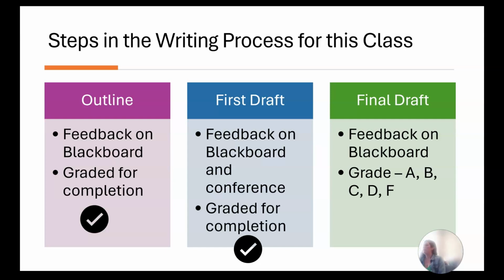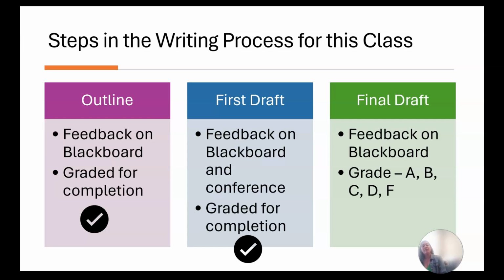So remember that the outline is like the skeleton of the essay. It only has the thesis and topic sentences. It doesn't have all the points or all the ideas. It's just sort of a general list of the most important points. And that's to make sure that we're on the right track before we start writing, that all of our points are good before we start spending a lot of time writing. Okay, the outline is graded for completion. So that just means you'll get points if you finish it on time.